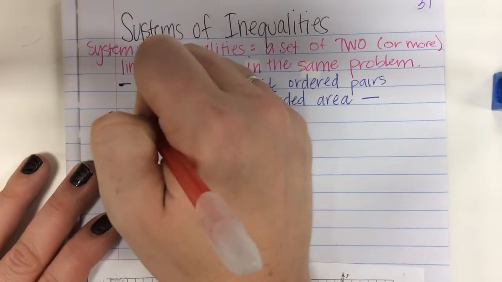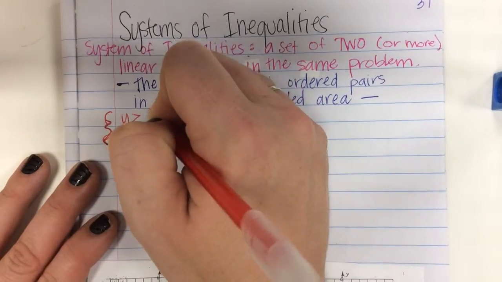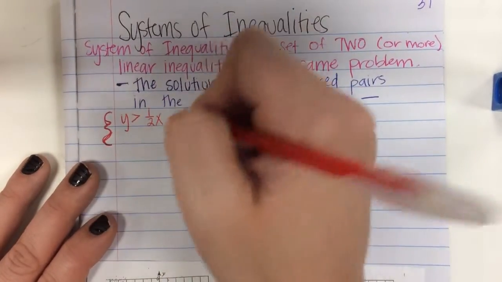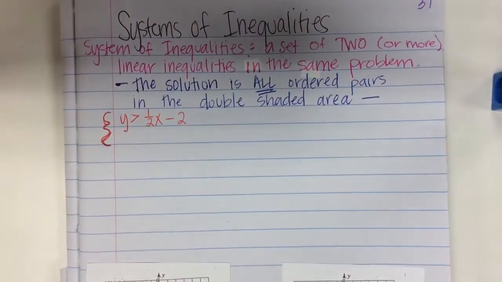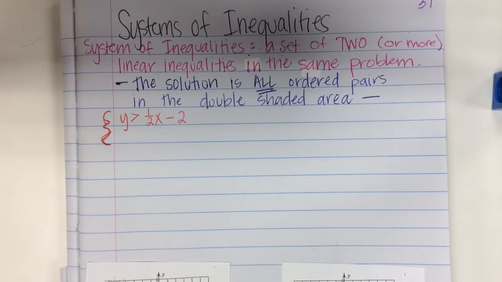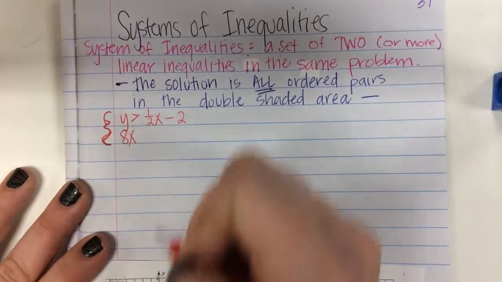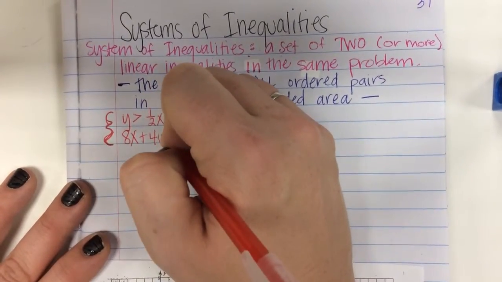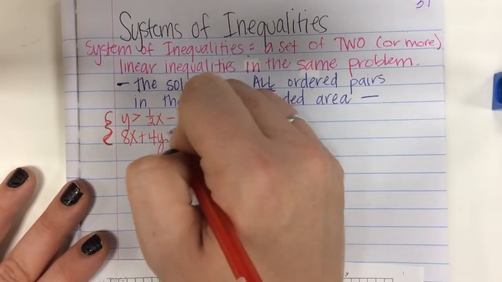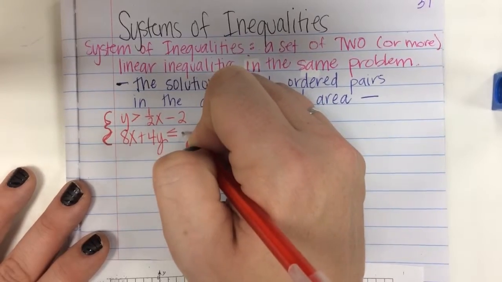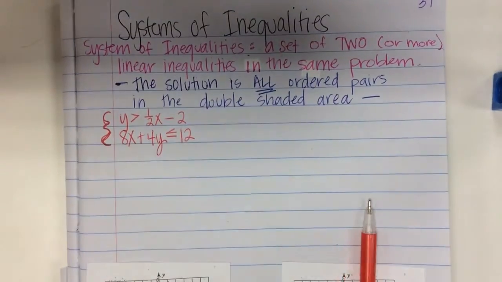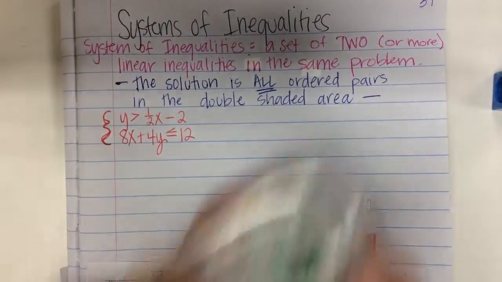So if I had y is greater than 1/2 x minus 2, and I have 8x plus 4y is less than or equal to 12. And I'm going to change that problem really quick. I'm going to make it minus 4y just so we can have a little bit of practice.